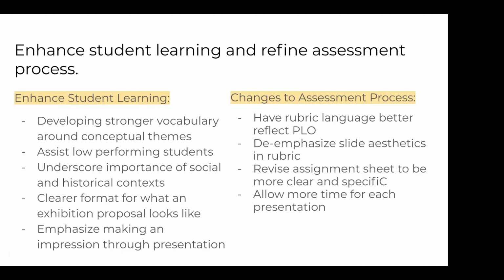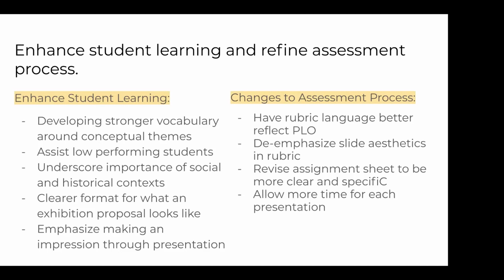And so from those observations and that data, we found different ways to enhance student learning on the one hand, and also change the assessment process on the other hand. So enhancing student learning, as I mentioned, had to do with one-on-one engagement around assisting low-performing students. It had to do with underscoring certain things in the curriculum, like the importance of social and historical context. And some of it had to do with just being really clear on what a great presentation would look like.